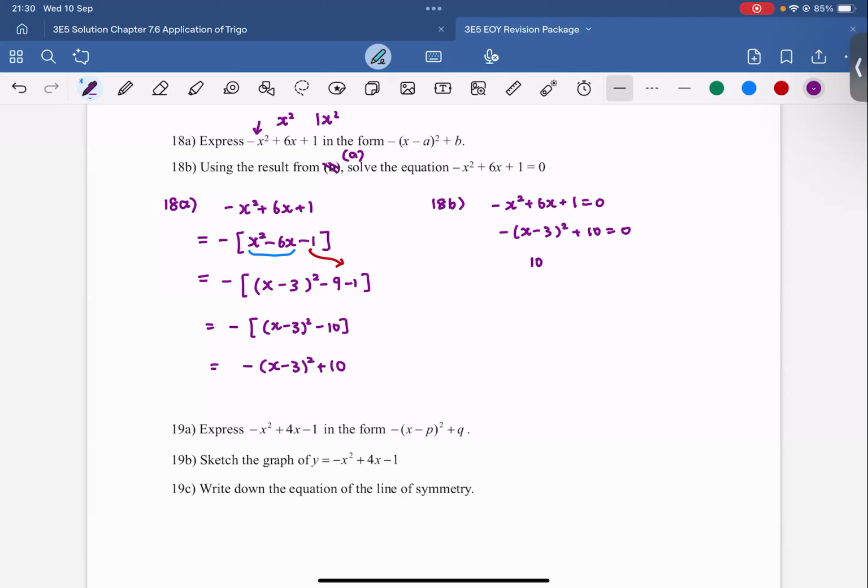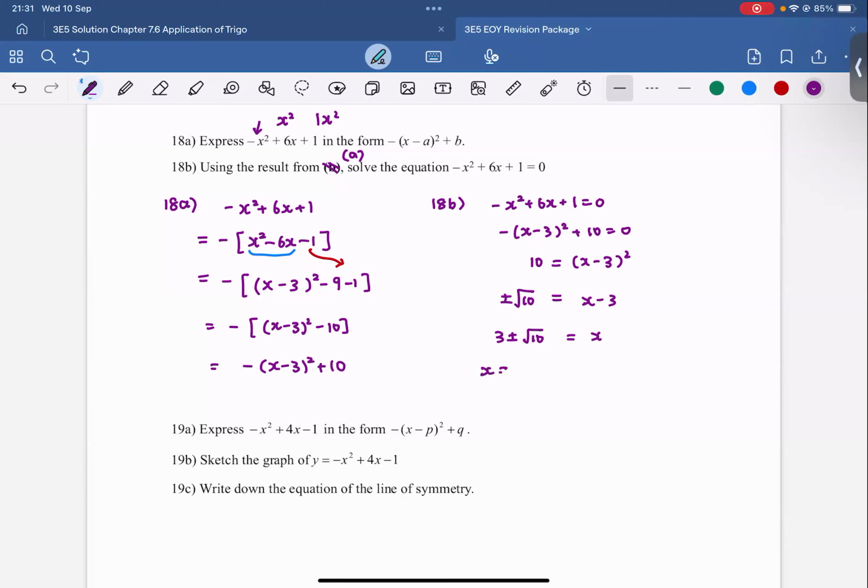I will bring this over to the other side to make it positive. Remember, we like positive numbers. After that, what do I do? Square root. Remember to put your plus minus. And finally, to find x, we bring the 3 over. So 3 plus minus square root 10.